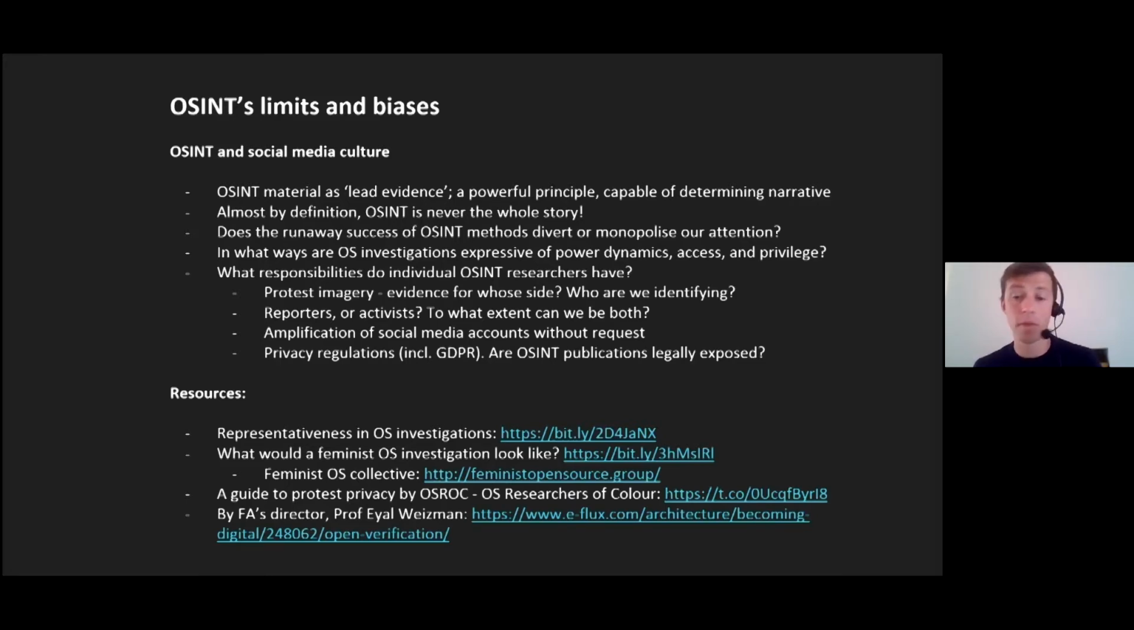Finally, at the bottom, there's a really wonderful piece written by our director, Professor Eyal Weizman, whose brainchild Forensic Architecture is in many ways. And I'd encourage you all to read that piece, because it tells you a great deal about how it is that we work. Okay, at that point, I'd be really interested to open up for some questions.